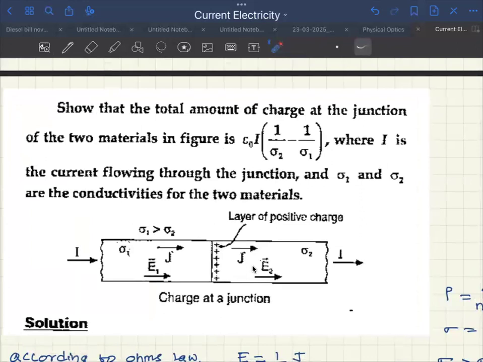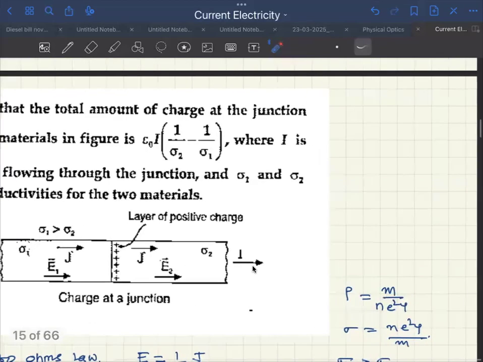Everyone try to note this. This is a very elemental question. In fact, you will find such a question even in Pathfinder also. So that the total amount of charge at the junction of the two materials in this figure is so and so, where I is the current flowing through the junction, sigma 1 and sigma 2 are the conductivities of the two materials. Sir, what do you want to ask?